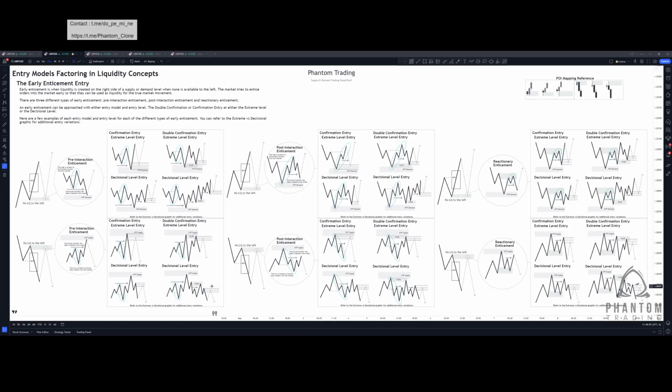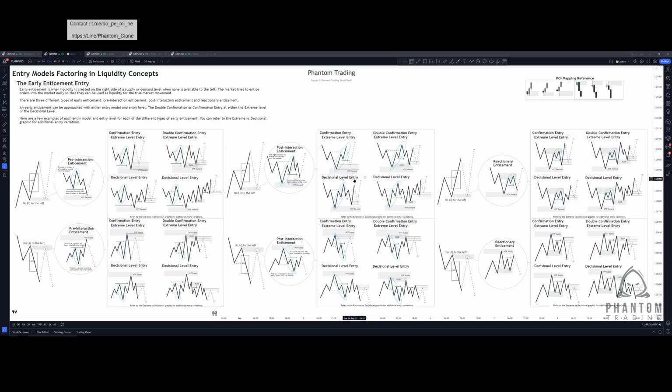Now that we've talked about pre-interaction early enticement, we can talk about post-interaction early enticement, which is, as we know, very similar. The only difference is that price is interacting with the higher time frame level of demand and supply before being swept. So as we can see, we have a confirmation entry where we enter at the extreme. Price creates that level of early enticement. We start to break high. Price trades below the structural liquidity, and we trade the extreme demand level that is created.